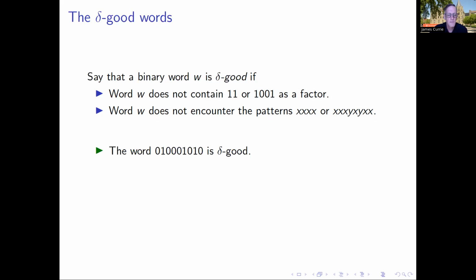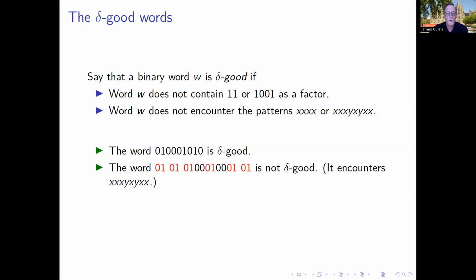So here's an example of a delta good word. We can see there's no 1, 1. There's no 1, 0, 0, 1. And again, with the fourth powers or the cubes, the length is 8. So the period of a cube would be 1 or 2. Well, there's 0, 0, 0. I guess there's a cube, but it doesn't extend to 0 to the 4th, and the word's not long enough for that to be extended. So here's an example of a delta good word.